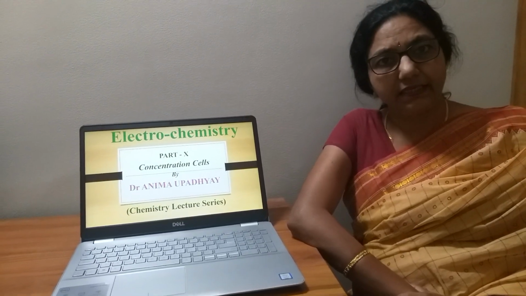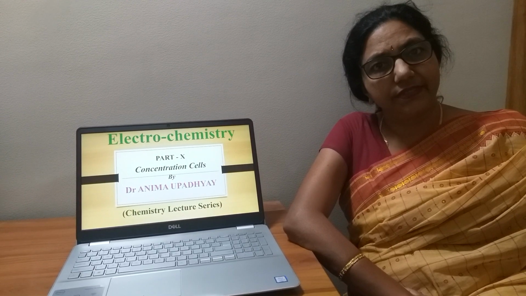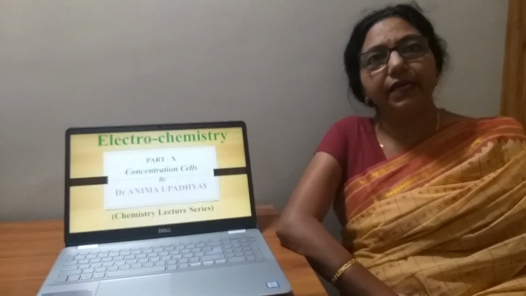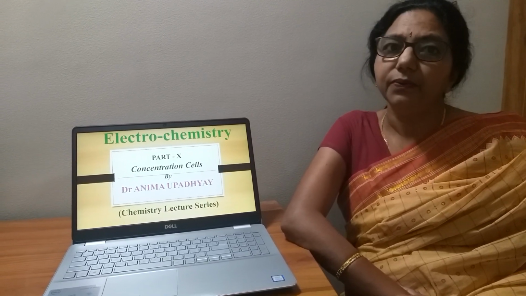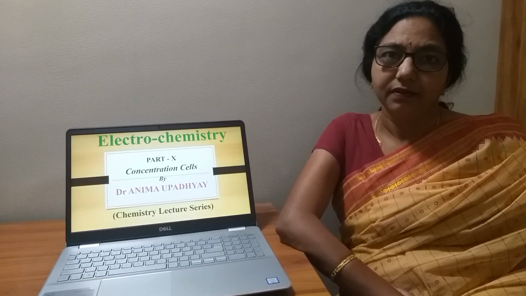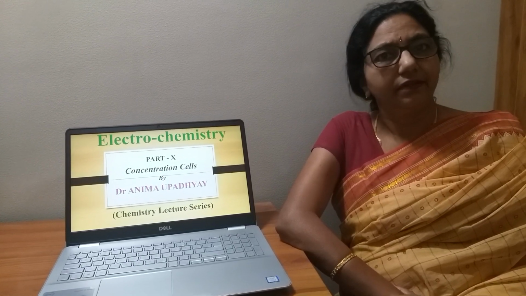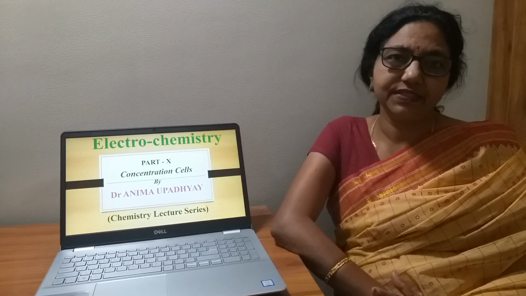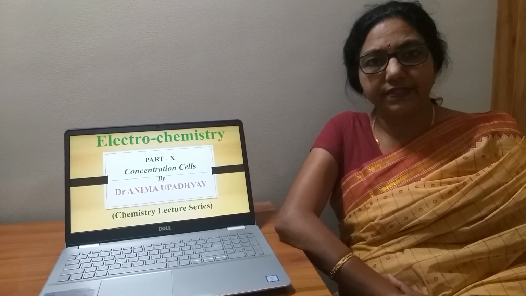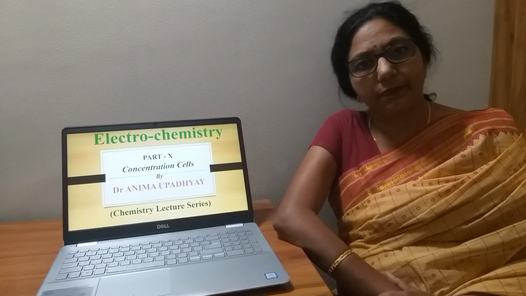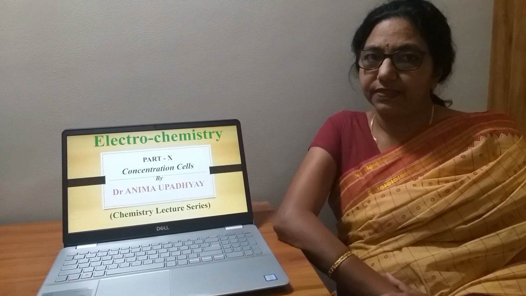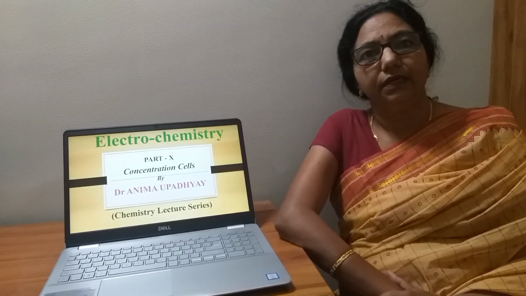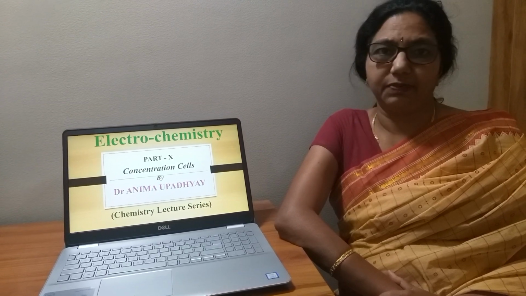In a galvanic cell, the two electrodes are made up of different materials and they are immersed in the solution of their own ions. Otherwise, both galvanic cells and concentration cells are the same. The two half cells are connected with the help of a salt bridge. So let us now see how the construction and working of a concentration cell takes place.